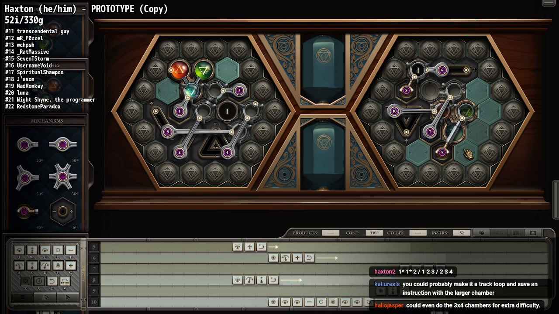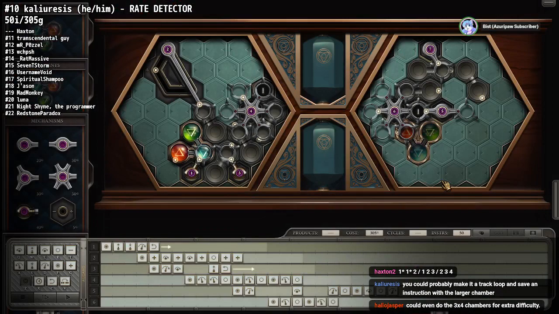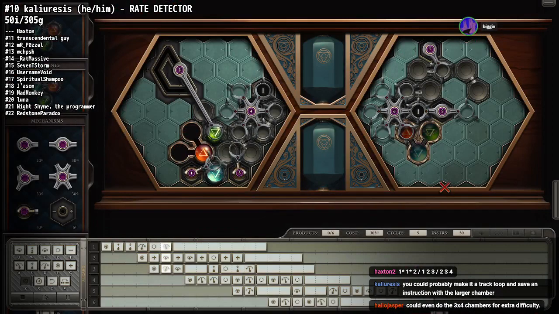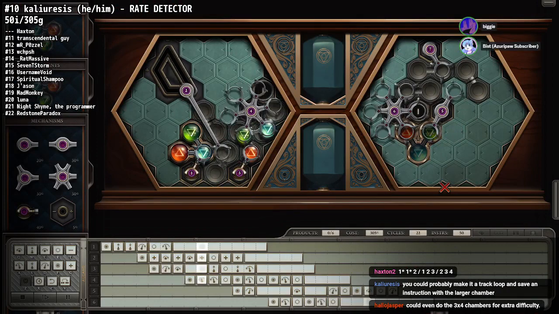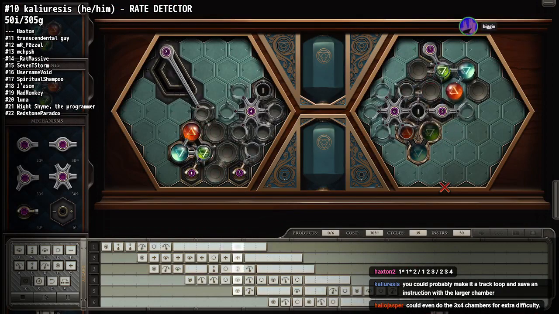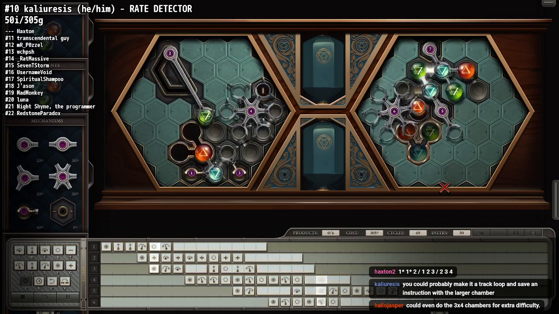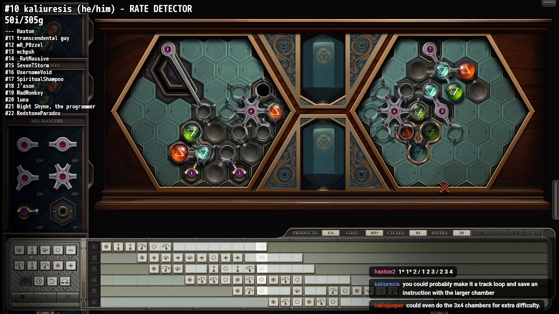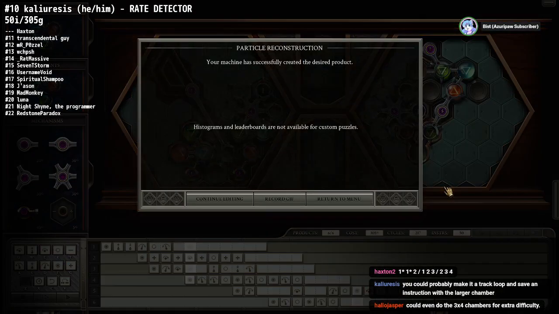All right. Next up, we have in 10th place at 50 instructions, Calio Recess. Wow. All right, this is the solve I've been talking about. The rate machine. Yeah, rate detector makes sense. Since if the output is not the one that doesn't debond, it gets sent back onto the input, so no new input is drawn. So the rate is different for each one depending on how many rotations it needs to do.